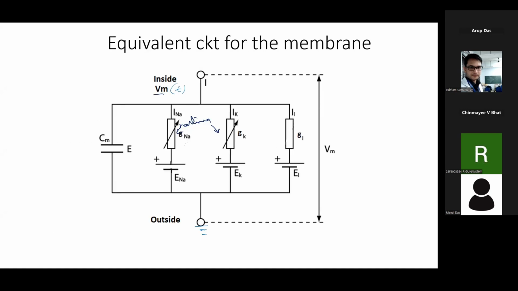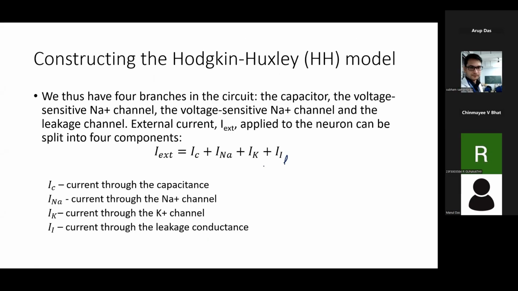In this circuit, you all know Kirchhoff's current law, that is, the total current going to a given node is equal to 0. Which means in this case, you can inject current from outside into the cell, and that gets split across these four different branches: the capacitive current, sodium current, potassium current, and leakage current. That is shown in the simple formula. External current injected into the cell gets split into four parts in these four branches.